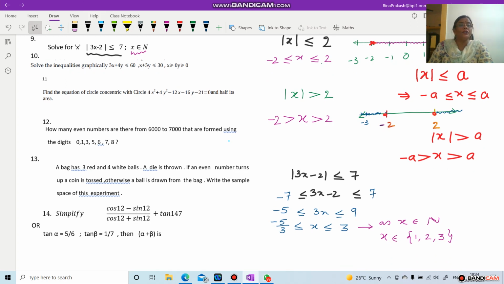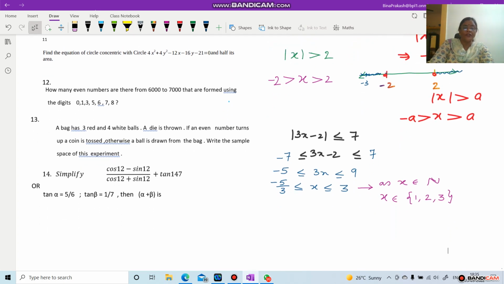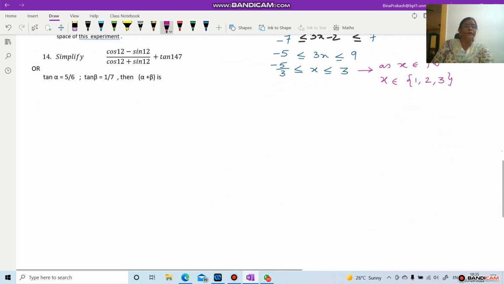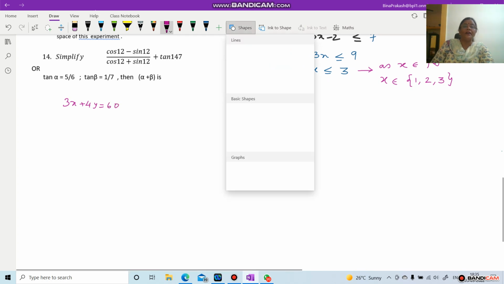Now the next question that you have is to solve the inequalities graphically. So how do we take up this inequality? We need to draw the graphs on the graph paper. So what equation do we have? 3x plus 4y is equal to 60. So let's first draw 3x plus 4y equal to 60. So let's make the graph of it.